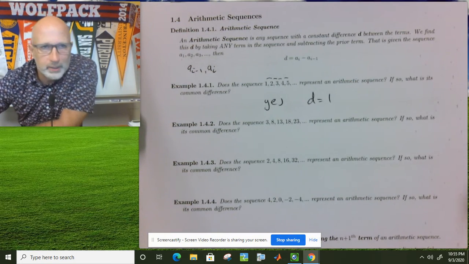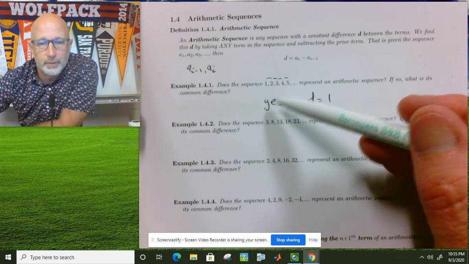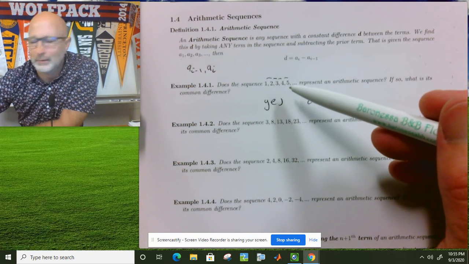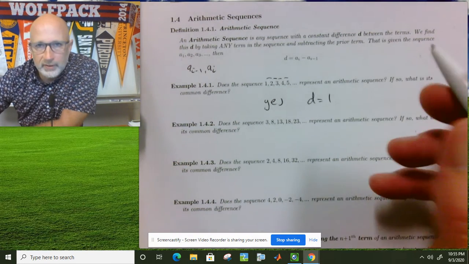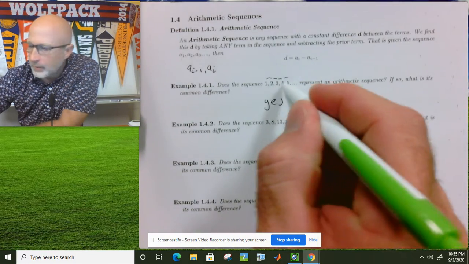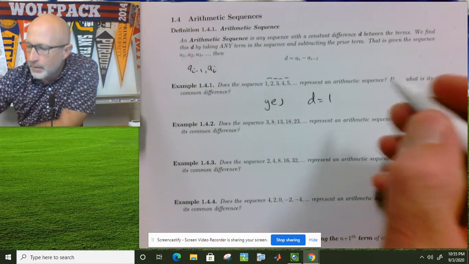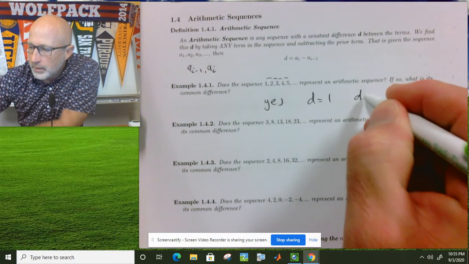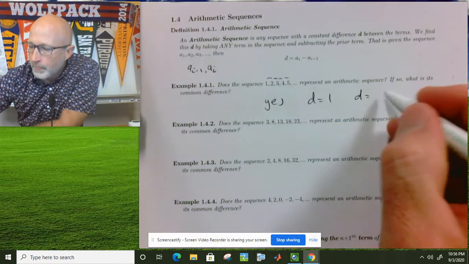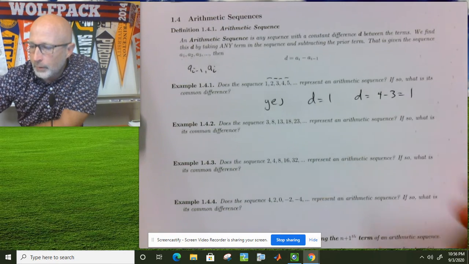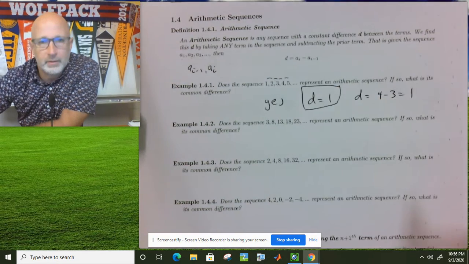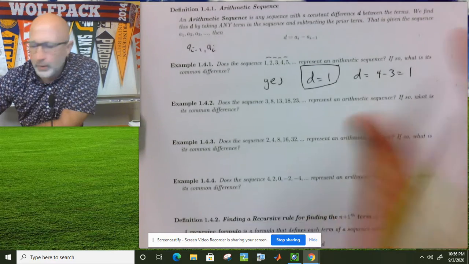Now, that one's really easy, right? You can obviously see it goes up by 1, but what happens if you didn't see that? If you couldn't see that, you take any term in this sequence and subtract the prior one from it to determine the common difference. So d is equal to, I'll pick 4, 4 minus 3, which gives me 1, the common difference of 1. These go by pretty quickly.